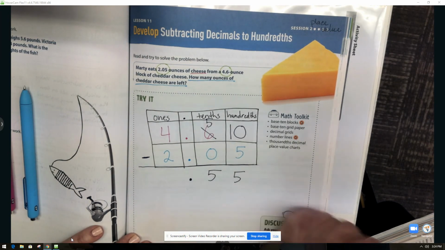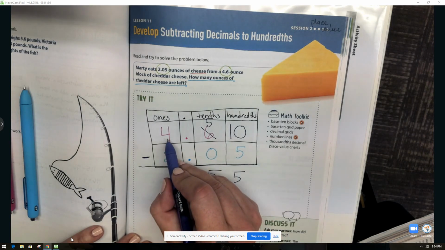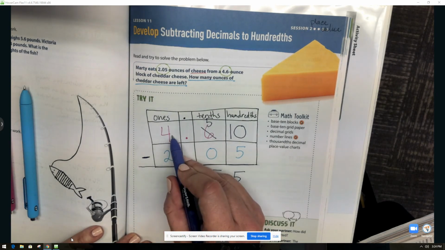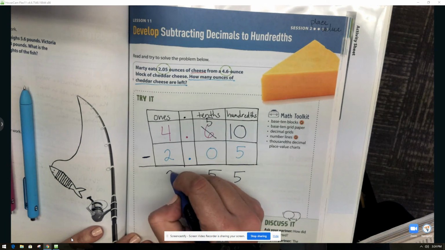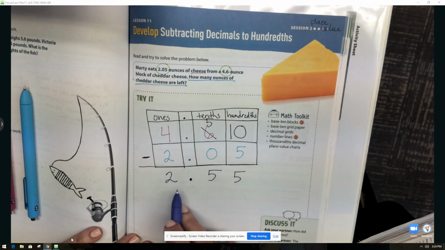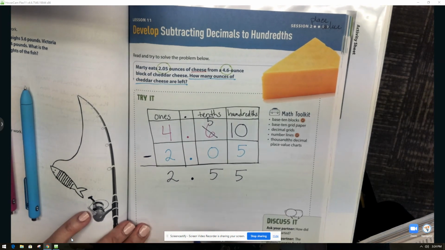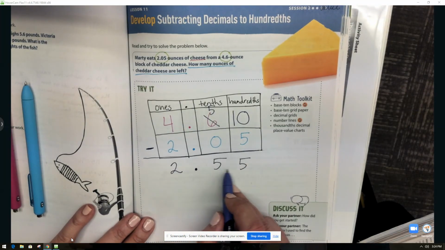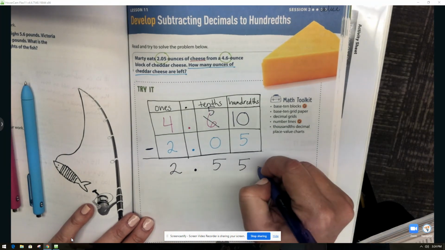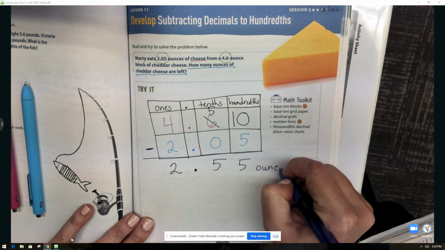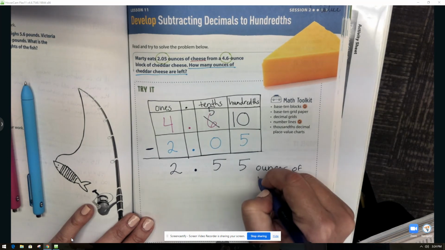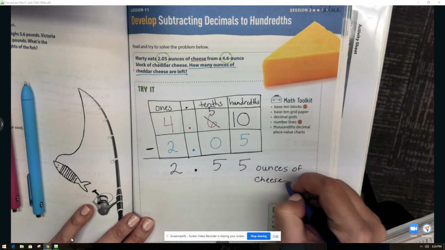And then we bring our decimal straight down. And then 4 ones minus 2 ones is 2 ones. So he has 2 55 hundredths ounces of cheese left.